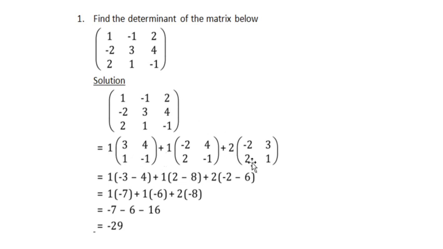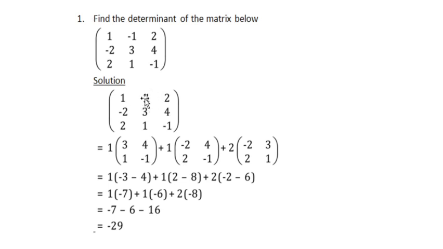Now that you have brought out the 3 elements, 1, minus 1 and 2, the next thing you do is start covering the row and the column where the element is attached. For example, 1 is on this row, so you cover this row and this column, leaving 3, 4, 1 and minus 1. That is the element you will put in this 2 by 2 matrix in this bracket. So you cover the row and the column, leaving 3, 4, 1 and minus 1.